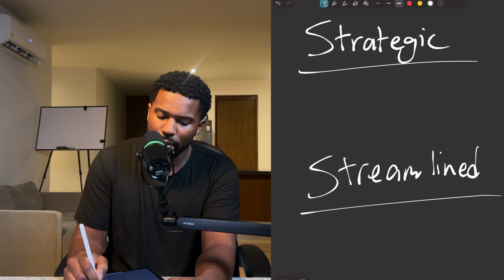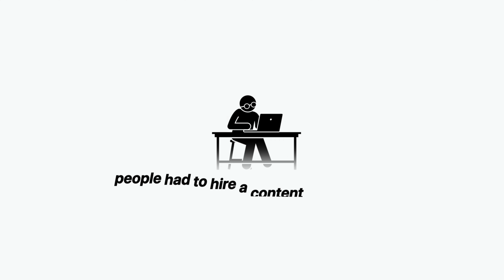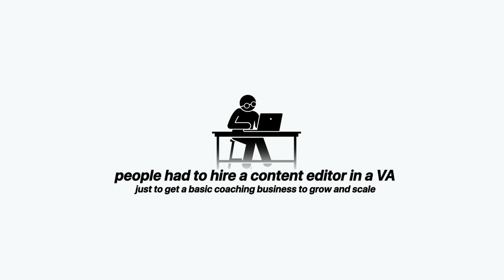Everything that we do in our business, we want to be as streamlined as possible. In the past, people had to hire a content editor and a VA just to get a basic coaching business to grow and scale. But nowadays, you can actually replace a lot of external VAs with simply a savvy use of AI. So we want to streamline the entire process.